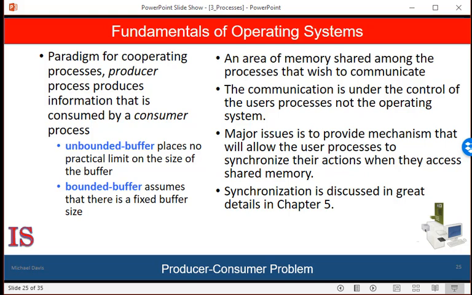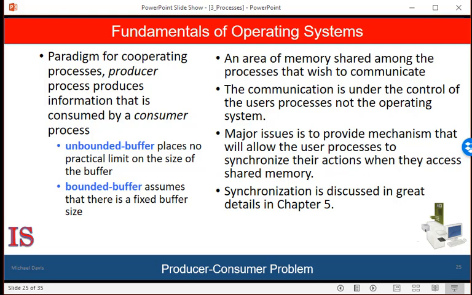To illustrate this concept of cooperating processes, the authors consider the producer-consumer problem, which is a common paradigm for cooperating processes. A producer process produces information that is consumed by a consumer process. For example, the producer-consumer problem provides a useful metaphor for the client-server paradigm. We generally think of a server as a producer and a client as a consumer.